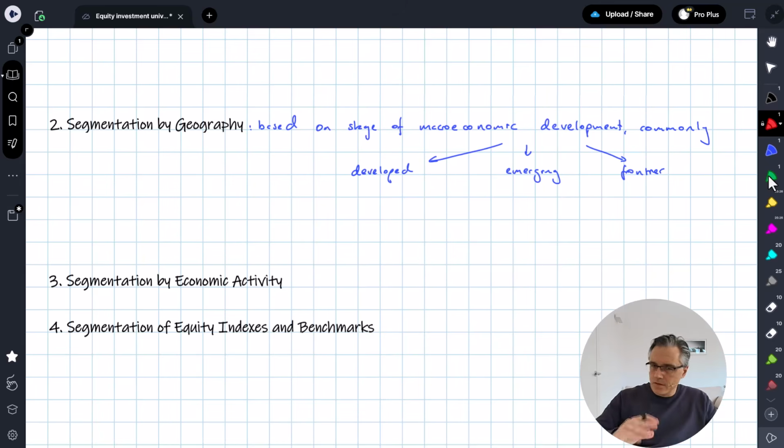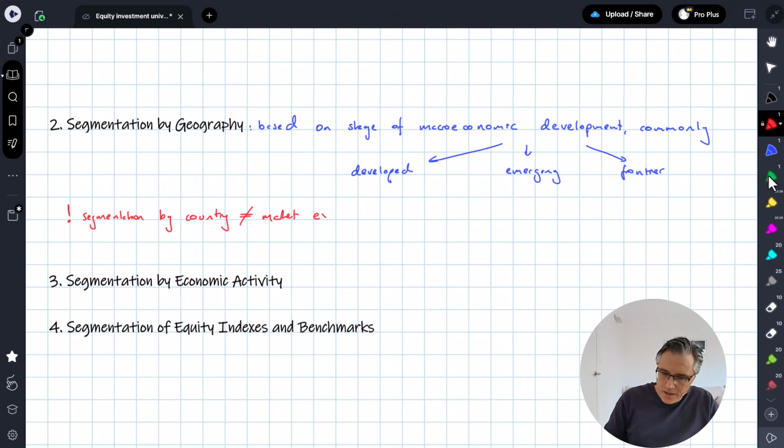Your curriculum contains a warning. The warning is that if you go for segmentation, let's say by country, which is of course done quite often, don't equate this with market exposure. There is a nice example there, which I'll replicate: Swiss international companies like Nestle, for example.